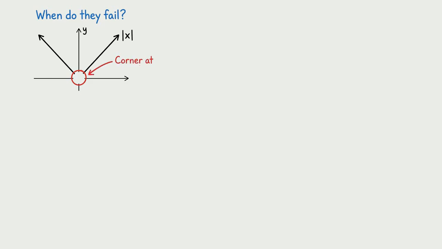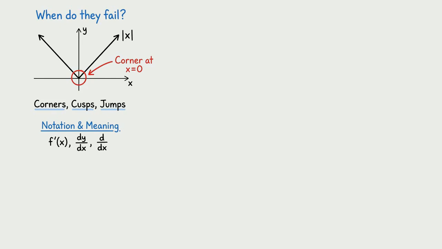But derivatives don't always exist. If a function has a corner, like absolute value of x at x equals 0, the left and right slopes don't match, so there's no single tangent line. The derivative doesn't exist there. Same with cusps, jumps, or vertical tangents. Derivatives require smoothness. And finally, let's talk about notation. You'll see f prime of x written as f with an apostrophe. You'll also see dy over dx, which means the derivative of y with respect to x, or d over dx of f of x. They all mean the same thing, how fast f is changing as x changes.